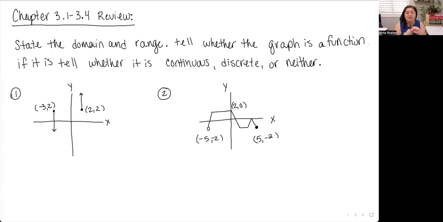It said that we needed to state the domain and range. We needed to tell whether the graph was a function or not. And we also needed to tell whether the graph was continuous, discrete, or neither. So without further ado, let's go ahead and talk about these.